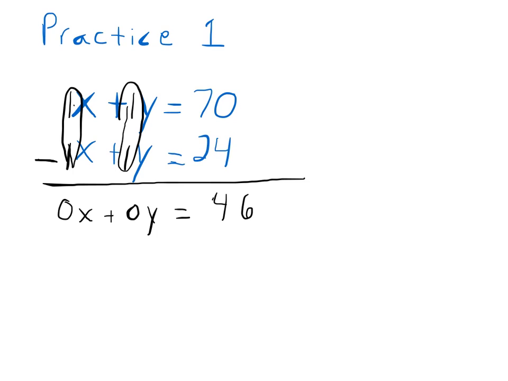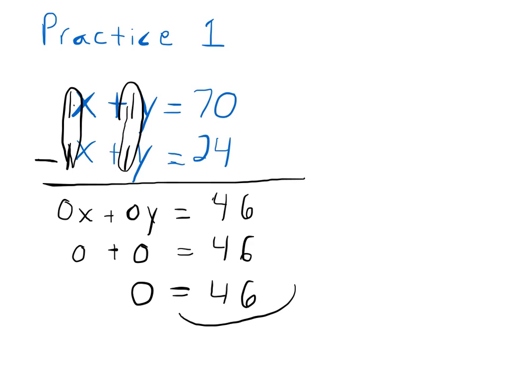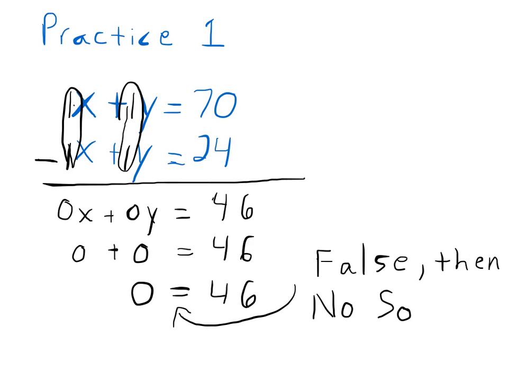So what's 0 times x? It's going to be 0. What's 0 times y? Again, we don't know what y is, but 0 times any number is just 0. So 0 plus 0 is 0, and that is equal to 46. Does 0 equal 46? The answer is obviously no. So, you should have more room in your notes, if this is a false statement, then the answer is no solution.